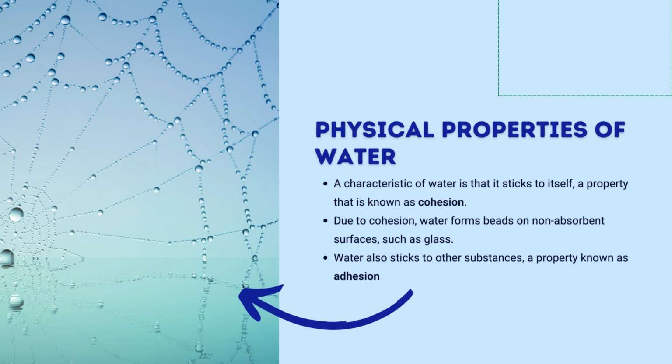One such property is cohesion, which refers to water's ability to stick to itself. This characteristic is the reason why water forms beads on non-absorbent surfaces such as glass. Additionally, water also exhibits adhesion, which is the ability to stick to other substances. These properties are essential to life on Earth as they allow water to be transported through plants and to form surface tension, which enables certain organisms to walk on water.